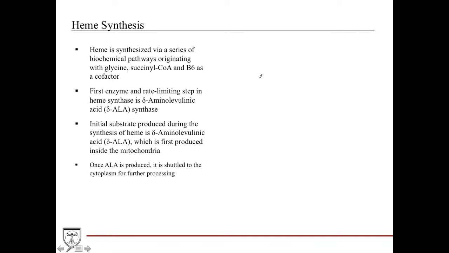So heme synthesis is a series of enzymatic reactions that all start with glycine, succinyl-CoA, and B6 as cofactor. The first enzyme in all this, the rate-limiting step that you really need to know and commit to memory, is aminolevulinic acid synthase, or ALA synthase. And if you can memorize that, you're pretty much in a good place because a lot of these are very difficult to memorize, but this is often one that's very tested upon. So ALA synthase is often the very one tested because it's a rate-limiting step.